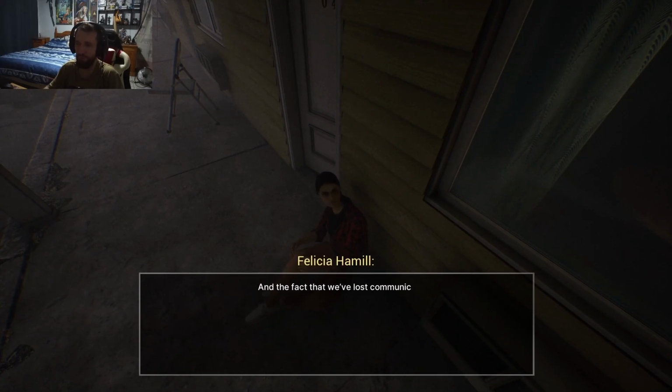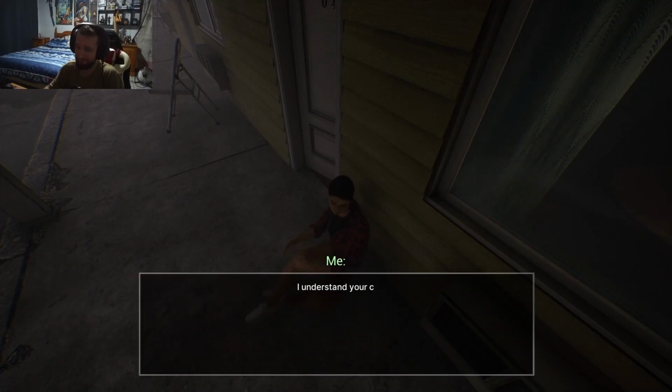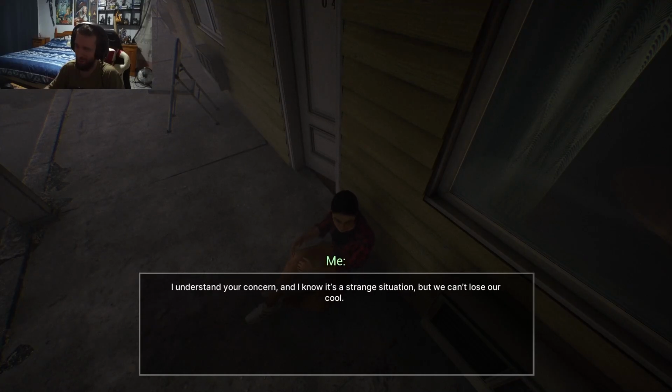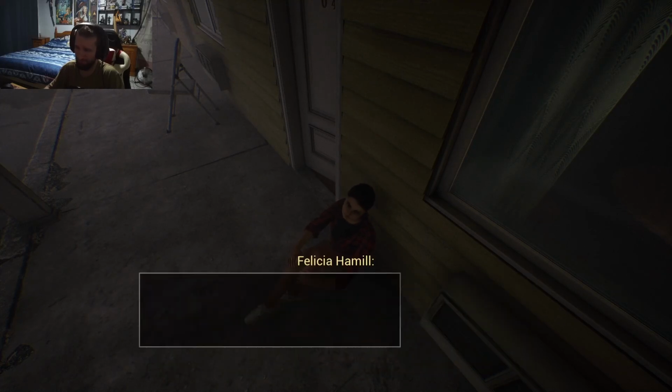And the fact that we've lost communication and all the cars have stopped working, doesn't that make all of us suspects? True, it could be. It could be any one of them that could have done this. I understand your concern, and I know it's a strange situation. But we can't lose our cool. First, I need to make sure everyone is okay. Then I'll start looking for a culprit.